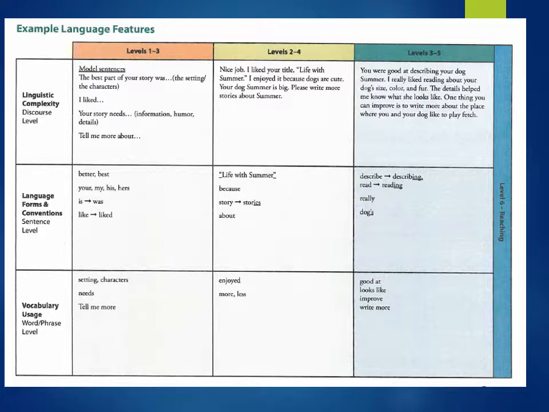Also, for this unit, grade 3, here is an example of a language features inventory. This is the second assignment that you need to complete. And you can see the examples of linguistic complexity for levels 1 to 3, examples of linguistic complexity for levels 2 to 4, and then levels 3 to 5. Okay, so what are you going to expect in terms of language use at the discourse level, the sentence level, and the word level for your different level students?